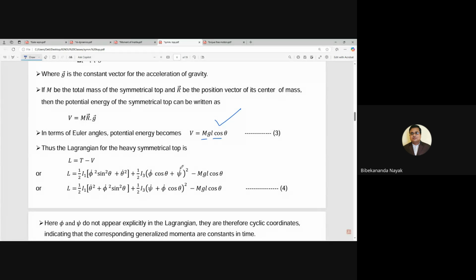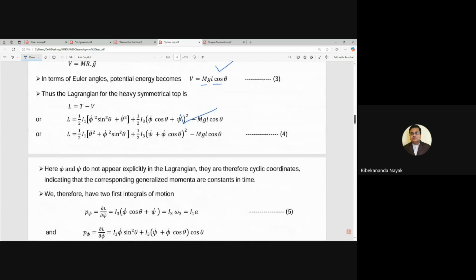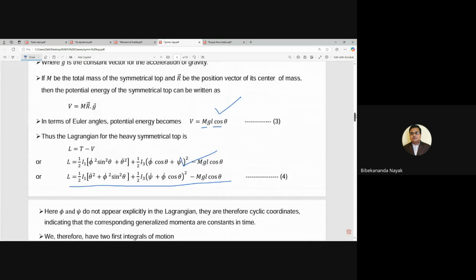So the Lagrangian is kinetic energy minus potential energy, from this equation. From here you see which are the cyclic coordinates, those that do not appear in the Lagrangian. Tell me, this is the Lagrangian. Which are the cyclic coordinates? Cyclic means it does not appear in the Lagrangian. Among theta, phi, psi, is there any cyclic coordinate?